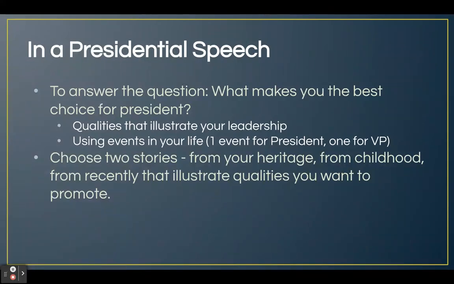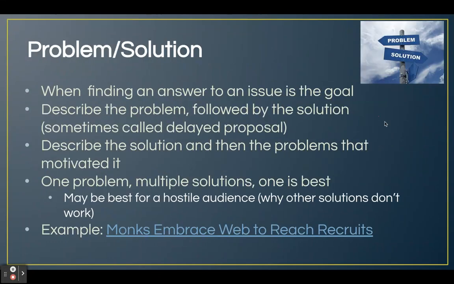And in this paper, you're going to be writing one event about yourself and one event about who you choose to be the vice president. So each of you will be writing a story about your own life and something that happened that illustrates who you will be as a leader. So choose a story from your heritage, from your childhood, or from recently that shows the qualities that you want to promote. So if you have been given the narrative chronological mode, that's what you're going to be doing in your speech. All right.